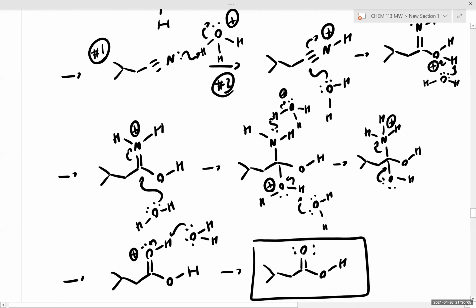Does this mechanism look familiar to everyone? Have we seen this mechanism before? Any questions on this example? Okay, let's keep going then.